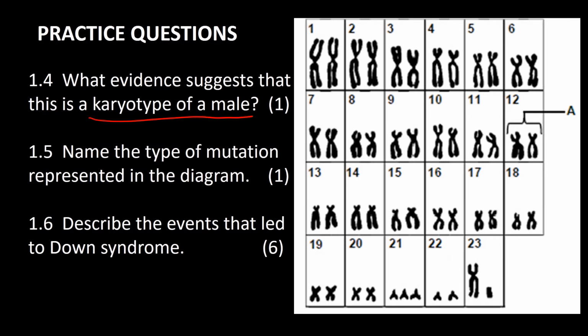Then, is this a male or a female? Easy peasy, you have a look there and you can see 2 different chromosomes, so it's definitely a male. Then it says name the type of mutation. In other words, what's gone wrong here, and this is a chromosomal mutation when there's something wrong with the chromosome. And then you would have to, for 6 marks, describe exactly what goes wrong in meiosis to actually cause a child to be conceived who has Down syndrome.